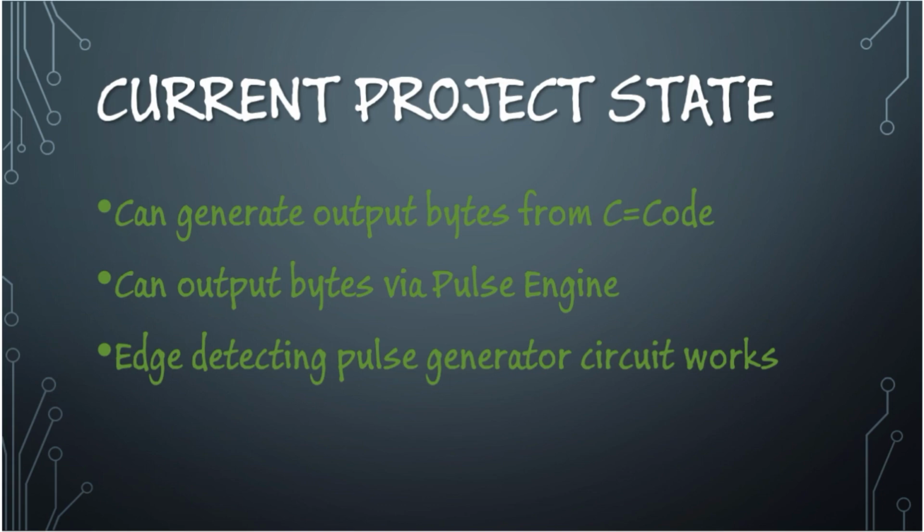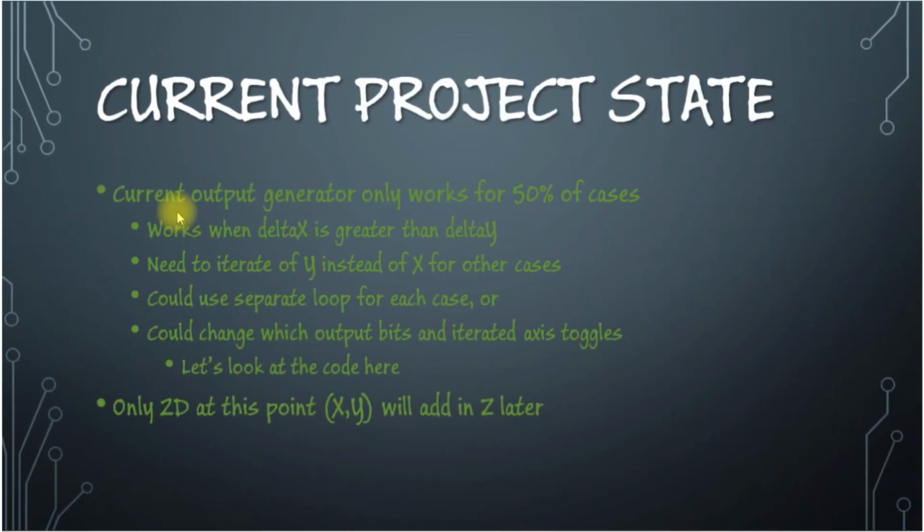That brings us to kind of a synopsis of the current state of the project. We can generate output bytes from the Commodore code, and we can output those bytes by the pulse engine. And our edge detecting pulse generating circuitry works. The problem with the output generator on the C64 is it only works for 50% of cases when the delta X is greater than delta Y.